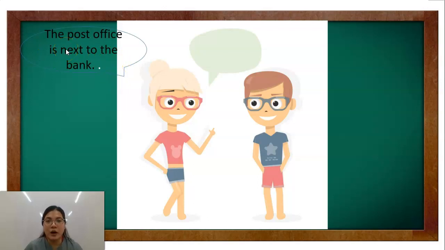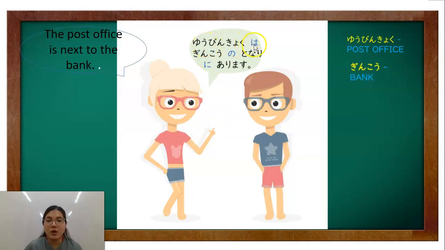The post office is next to the bank. Okay, remember, post office is yubin kyoku. Bank is ginko. Okay? So that would be yubin kyoku wa ginko no tonari ni arimasu. Okay?